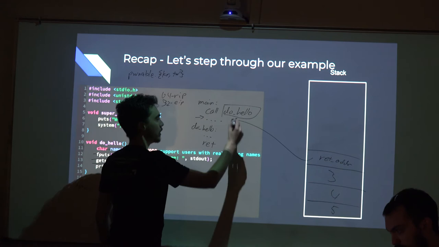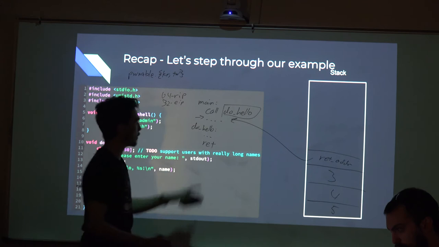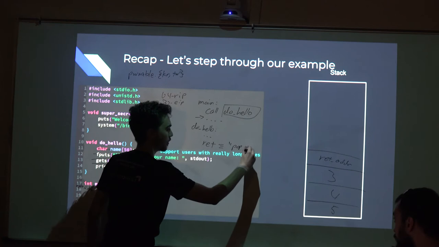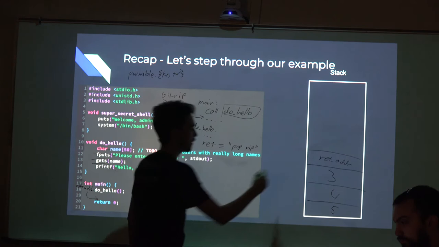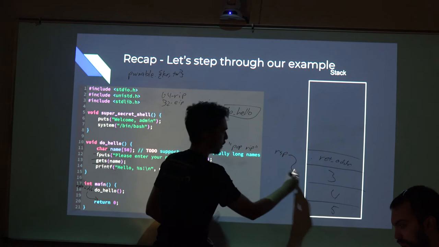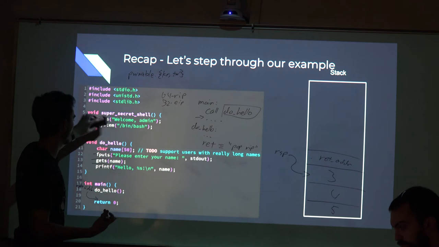So now it'll jump here, execute do_hello, and then what the ret instruction does, you can think of ret as equivalent to pop RIP. Even though this technically isn't valid, that's basically what ret does. It takes wherever RSP points, copies the value that it points to into the instruction pointer, and then moves RSP down one. So that's how you call functions on x86.